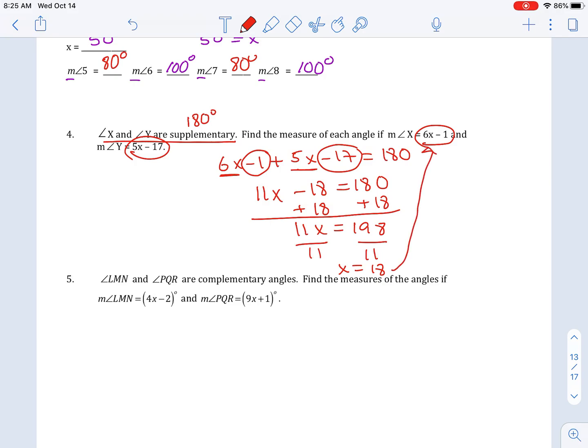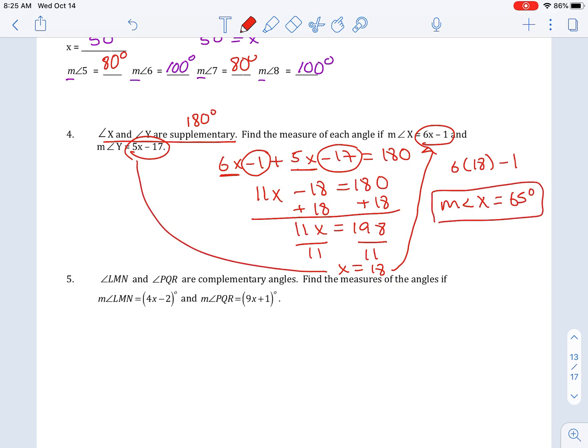So I'm going to start by plugging in here. So if I do 6 times 18 minus 1, that's going to give me the measure of angle x, and that will give me 65 degrees. And then I can take this and plug it in here, and that will give me the measure of angle y. So there'd be 5 times 18 minus 17, and if you do that, you could get 115 degrees. And your check is, if you add these together, yes, they add up to 180.